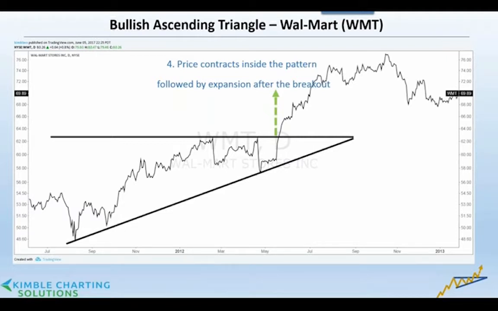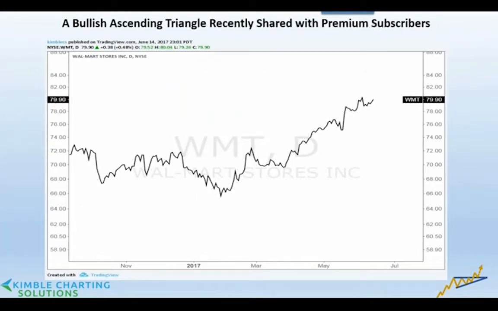And this all took place while retail was one of the hardest hit sectors. Huge declines were taking place all while Walmart was doing this. So a bullish ascending triangle we shared with our premium members was here. One of the things that we talked about was this higher move.